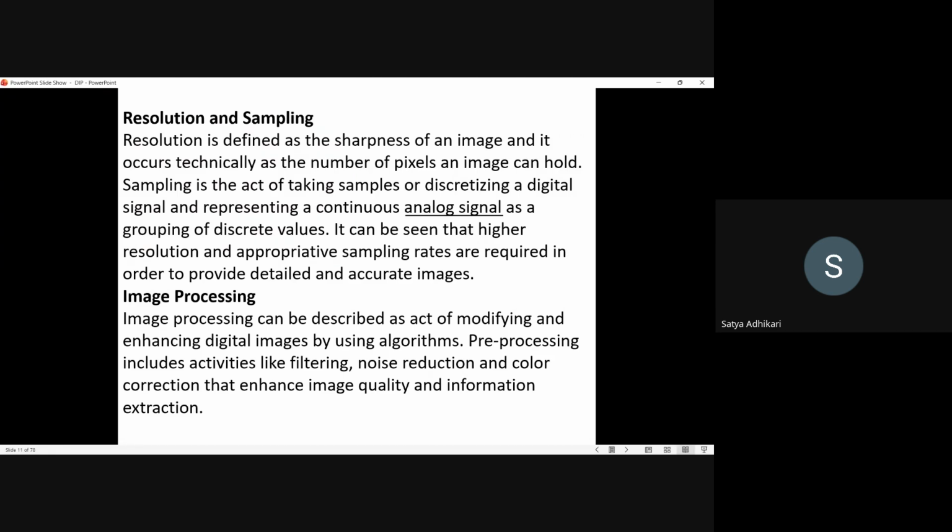Image processing can be described as the act of modifying and enhancing a digital image by using algorithms. So image processing is a process where, by using some algorithms and techniques, we process the image to get an enhanced, better quality image. Pre-processing includes activities like filtering, noise reduction, and color correction that enhance image quality and information extraction.